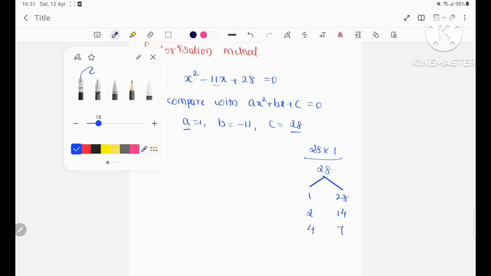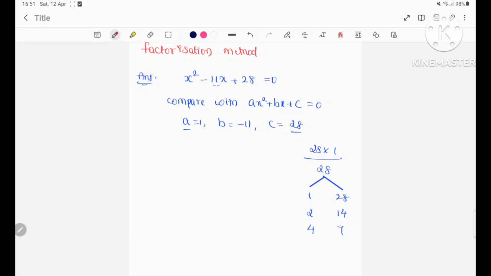So here if you observe, we should get 11. So 11 is possible here with 7 and 4, that too minus 11. So minus 4 and minus 7. This pair is the correct, suitable pair to get the middle term. And also this product must be plus 28 and the sum must be minus 11. So this is the correct pair. Now the second step: x square minus 4x minus 7x plus 28 equal to 0.